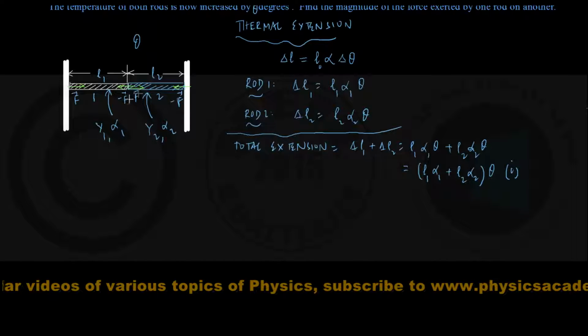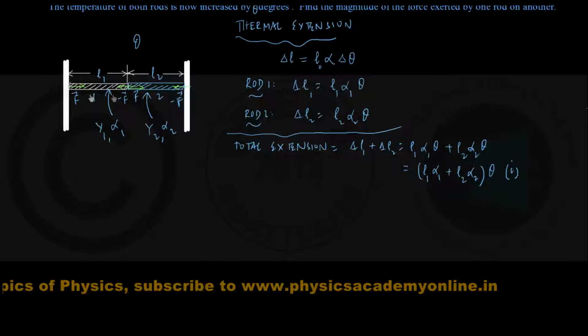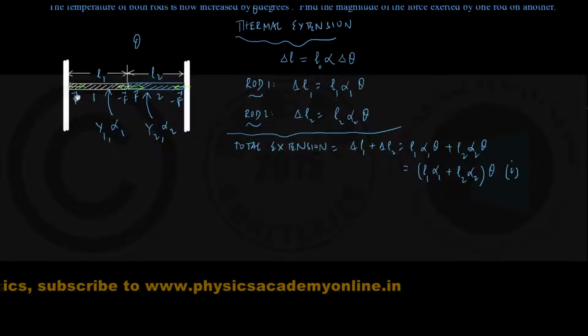2. So you see, it is not only a pair of forces F and minus F exerted by the walls at the two ends of the composite rod, but also at the joining point, the meeting point of these two rods, the rods are exerting compressive forces on each other of magnitude F each.